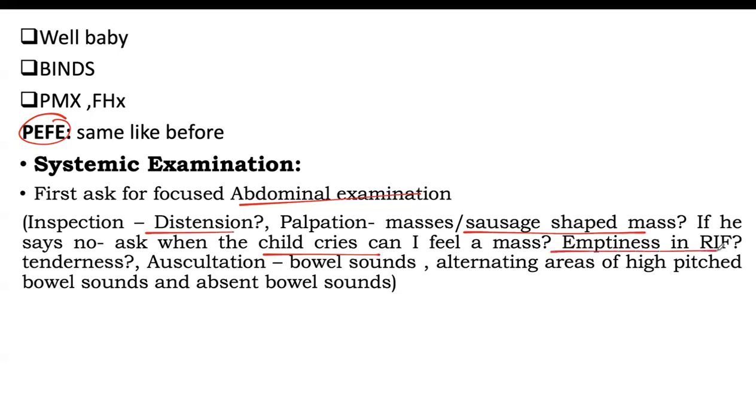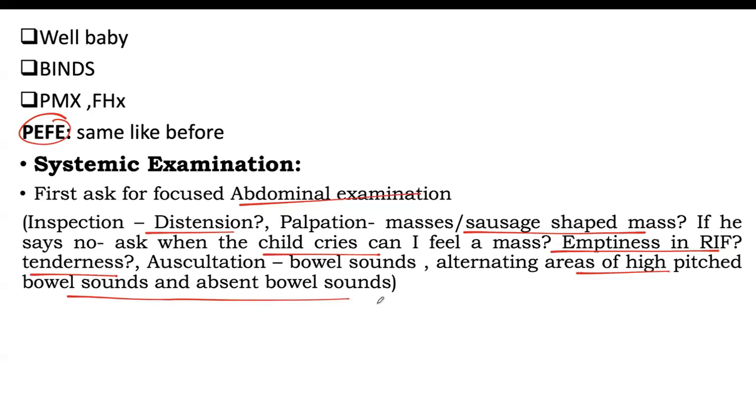The child can also get this emptiness in the right iliac fossa and sometimes tenderness. The bowel sound on auscultation can have an alternating area of high-pitched bowel sound with absent bowel sound. Now, none of these features may be there in intussusception. Maybe the only thing you can get is a bit of red currant stool when you do the per-anal inspection.